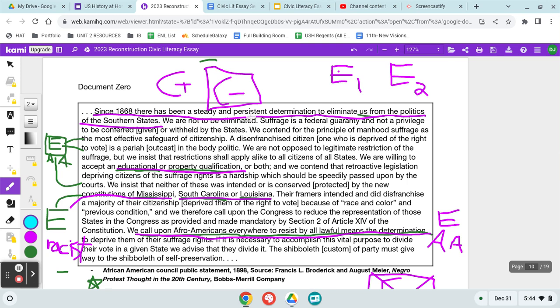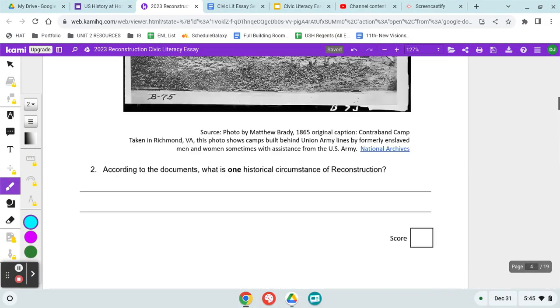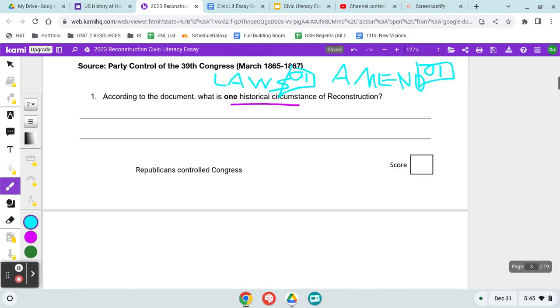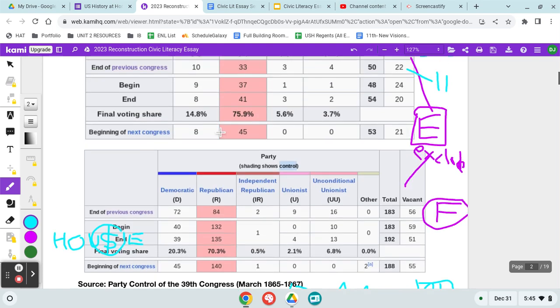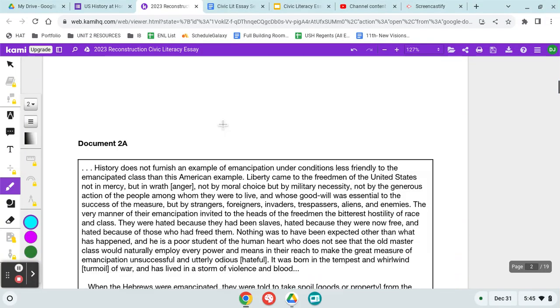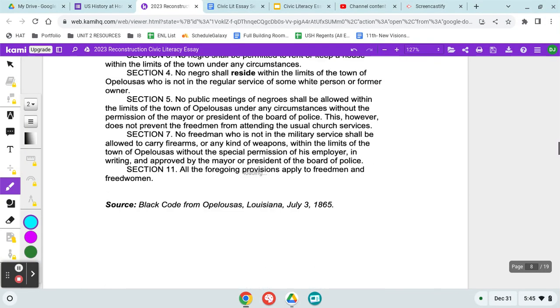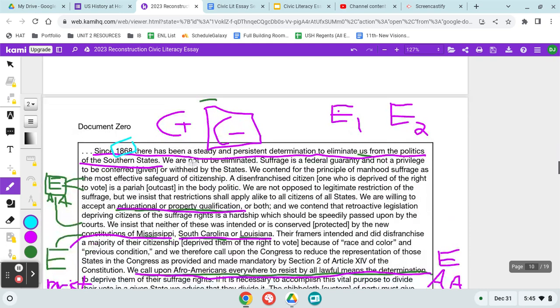Since 1868, there's been a steady and persistent determination to eliminate us from politics. Wow, 1868. If I had document 1 and I was looking at that source again, it showed me that Republican control of Congress lasted until March of 1867. So there is going to be a connection that I could make here: while the Republicans dominated politics in Washington, D.C., there were fewer efforts, or at least according to document 0, less determination to eliminate African Americans from politics. What else can I do here?